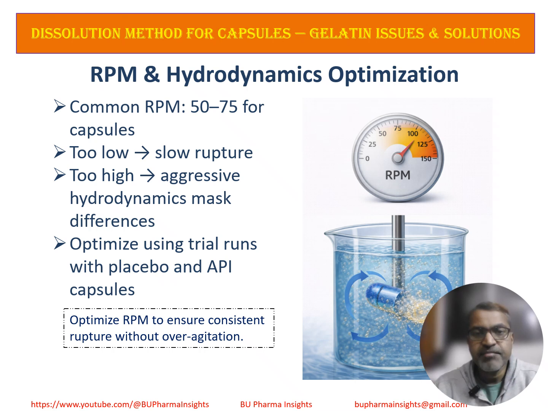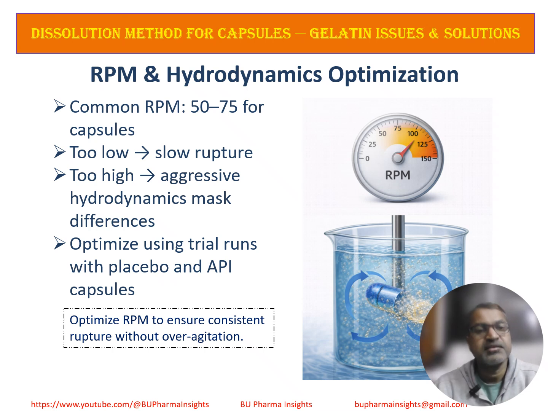Hydrodynamics play a major role in capsule dissolution. For most capsules, the typical RPM range is 50 to 75. What happens at different speeds? Too low RPM: slow wetting, delayed shell rupture, poor reproducibility. Too high RPM: over-aggressive mixing, risk of API leakage before full shell rupture, which can mask real formulation differences. That's why RPM must be optimized, not guessed.